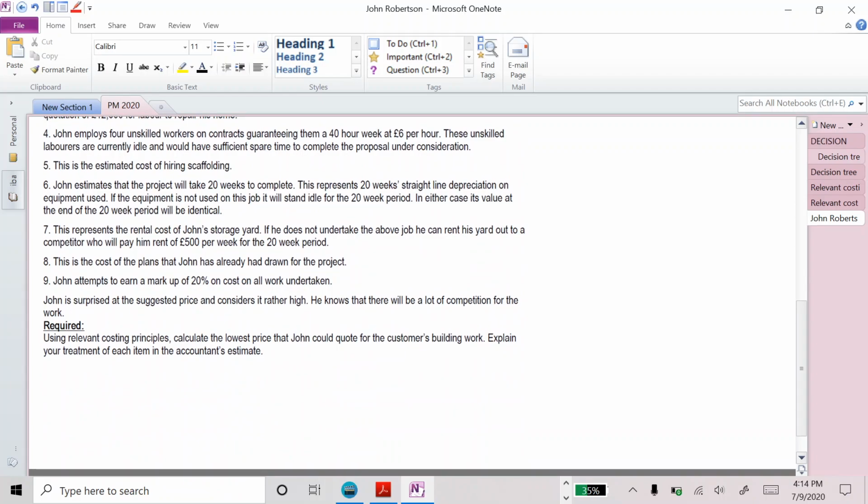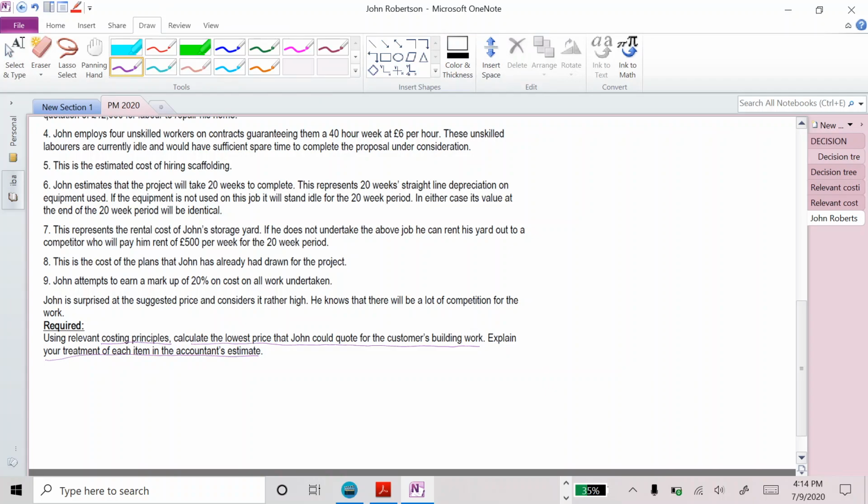The requirement says, using relevant costing principles, calculate the lowest price that John could quote for the customer building work. Explain your treatment of each item in the accounting estimates. Now, what does this actually mean? Whenever the question says the lowest price, it always means the relevant cost. You have to identify the relevant cost because there will be no cost less than relevant cost, right? So you have to tell the quotation for the lowest cost, and you have to explain why you are considering any cost to be relevant or irrelevant, right?